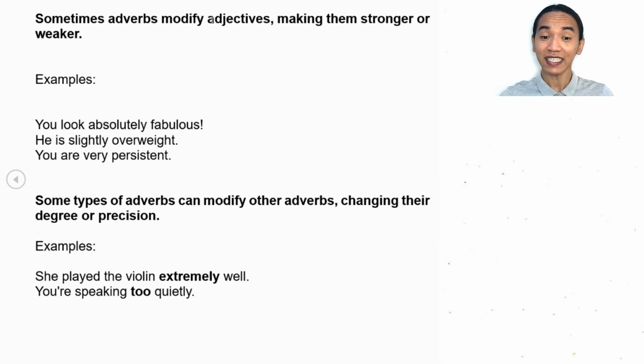And some types of adverbs can modify other adverbs, changing their degree or precision. So in this case, we're talking about degree. How much the adverb could be. For example, she played the violin extremely well. So it makes the adverb well higher in degree. And the last one here, you're speaking too quietly. Too quietly, making it least.